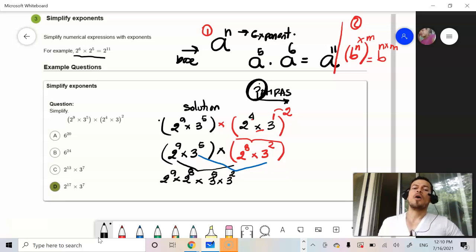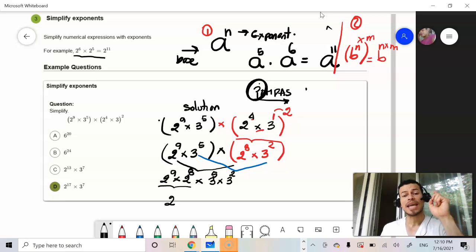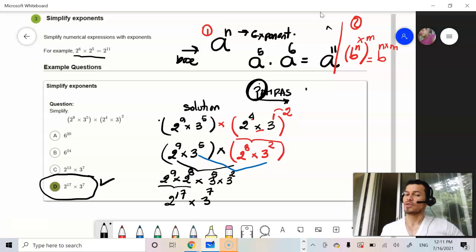Okay, so now I'm gonna apply the rule that I told you at the beginning, because I have the same base with different exponents, okay, as you can see here. So I have the same base, which is 2, and I'm going to add the exponents. 9 plus 8 is equal to 17, by, I have another base, which is 3, and I'm going to add the exponents. 5 plus 2 equals 7. So option D is the right choice here.